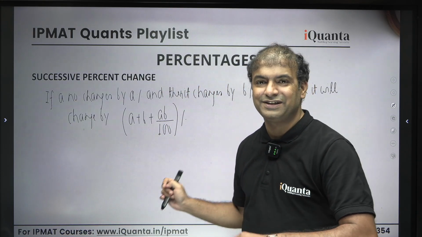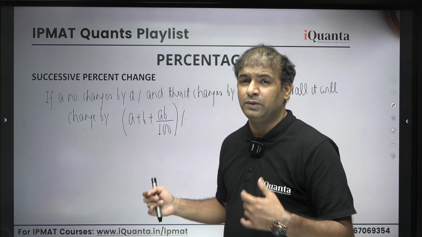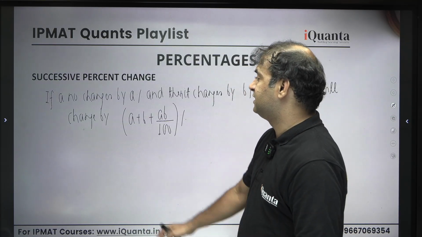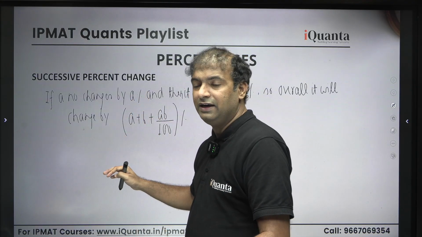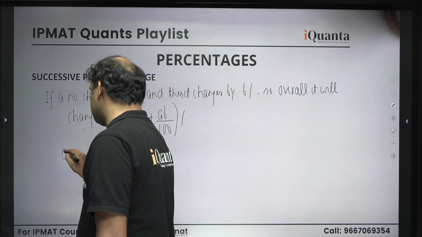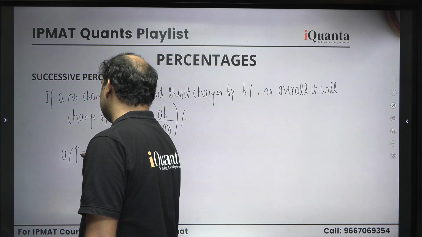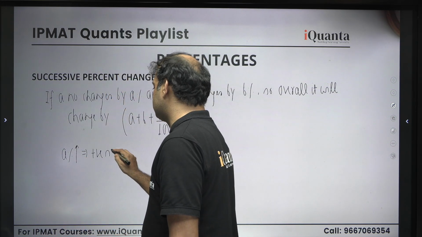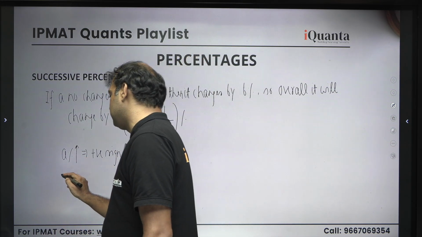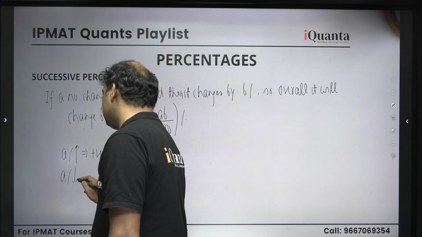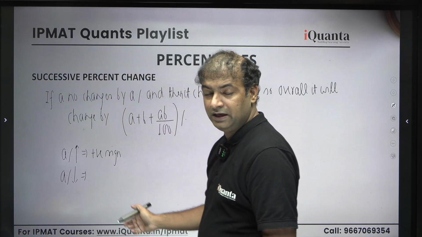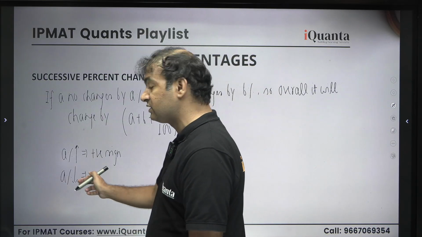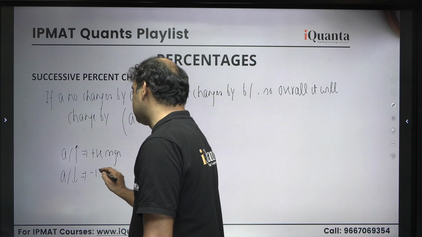Now it's not as simple as it looks. We have to follow some conditions to use this formula. Let's say if the change is an increment, then we put a positive sign for the percentage value given. But if the percentage is decreasing, and this applies to either A or B, then we take its negative value. If it is increasing, we take its positive value.